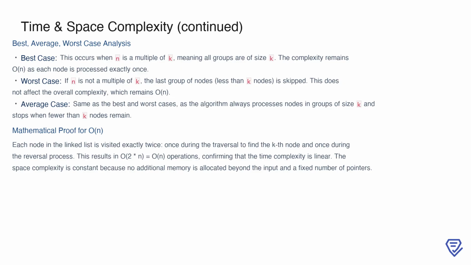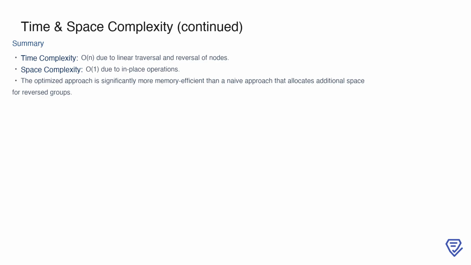Additionally, since the algorithm uses a fixed number of pointers and does not allocate extra memory, the space complexity stays constant at O(1). To summarize, the time complexity of the solution is O(n), as each node is visited a limited number of times during traversal and reversal. The space complexity is O(1), thanks to the in-place operations that avoid allocating extra memory.